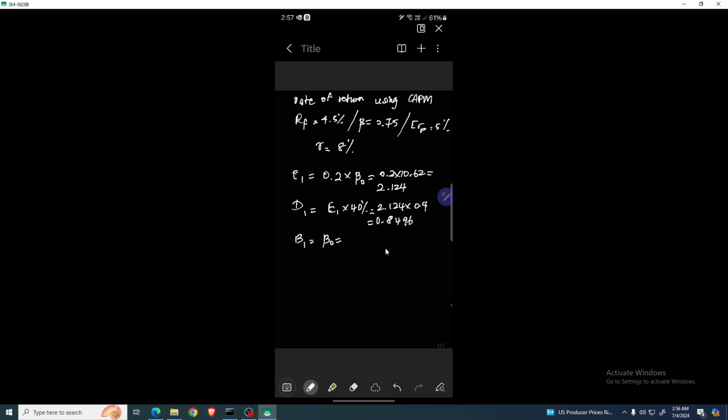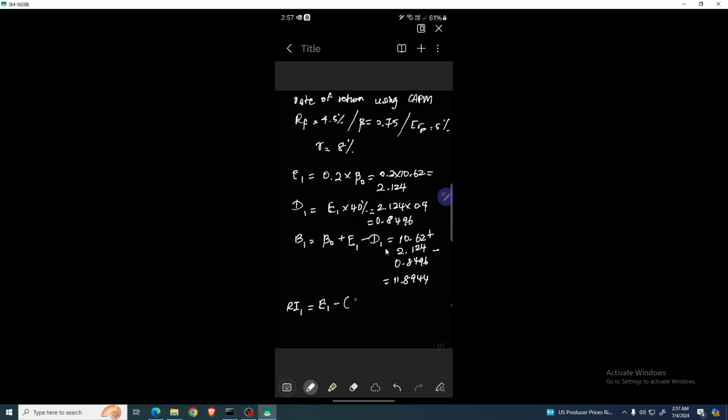And then you have the book value at the end of year one, which is going to be book value at the beginning of the year, B0. Sorry, it should be equals earnings minus dividends. So you can do this quite easily. 10.62 plus 2.124 minus 0.8496, and the result is going to be 11.8944.